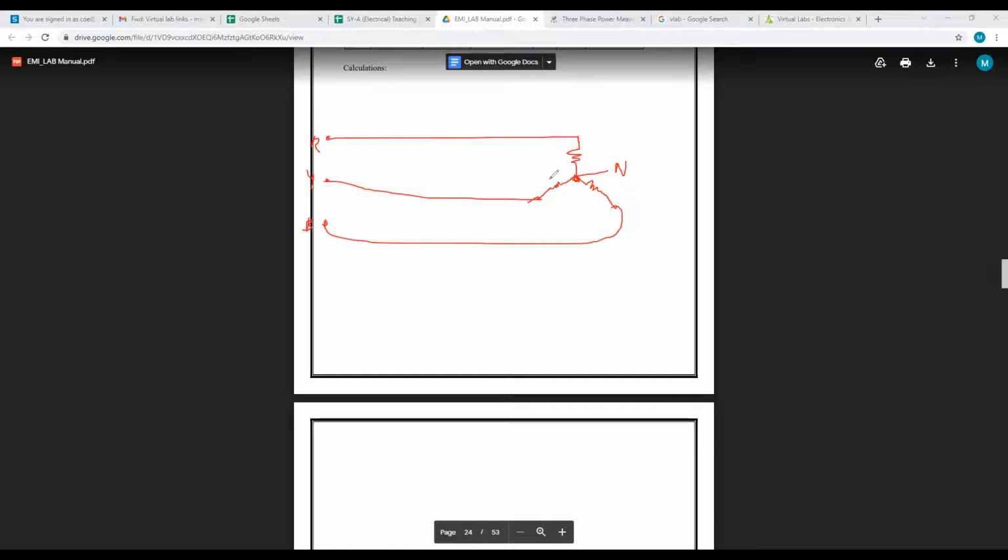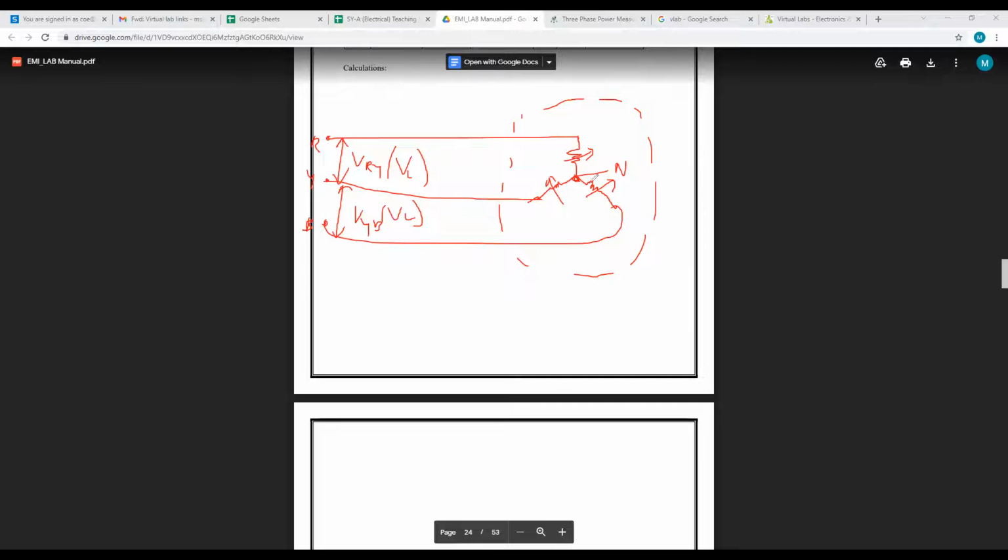See here, this we call a variable load. Here the load is there, here the load is there. This part is the load part, and this is the supply part. So R to Y, whatever the voltage is, that is called VRY. VRY is nothing but VL, line voltage. Phase voltage, all of you remember? Yes, sir. VYB is also line voltage, VL.